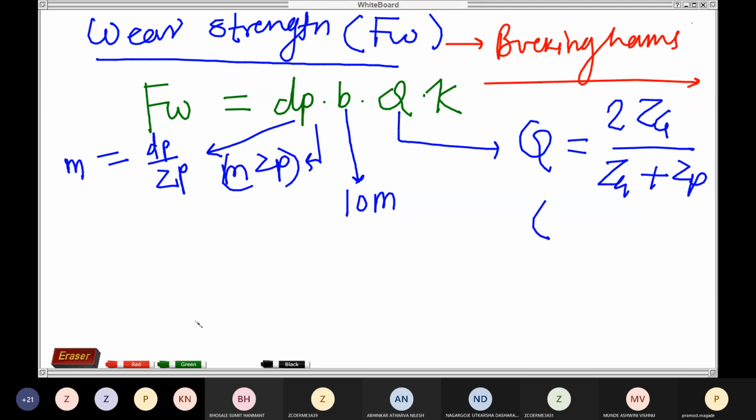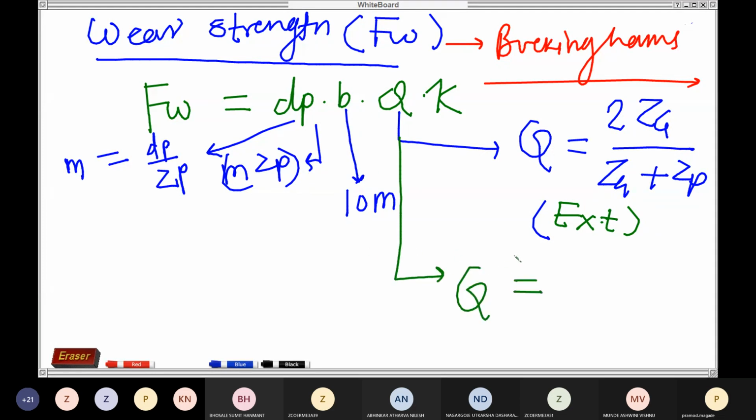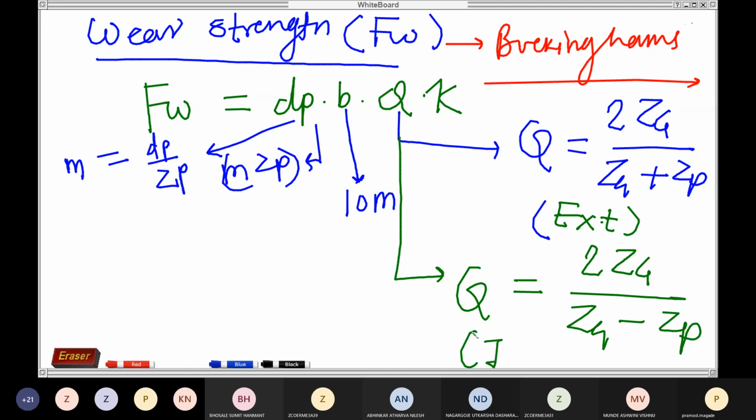When teeth are external, and in 99% of cases the meshing is external. But when teeth are internal, the ratio factor Q is given by a different equation, with ZG minus ZP in the denominator. That is ZG minus ZP, in case of internal teeth meshing. Correct? There are two things, so one by one. Below that, just write down.